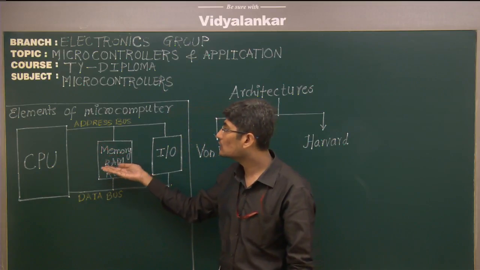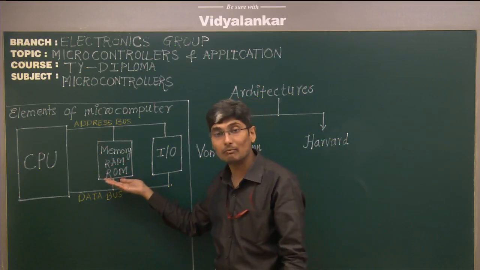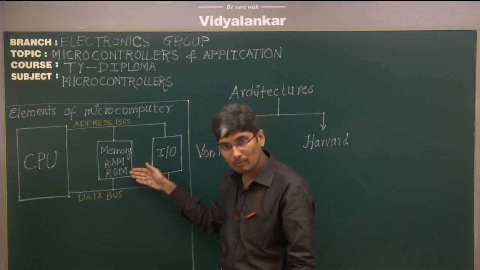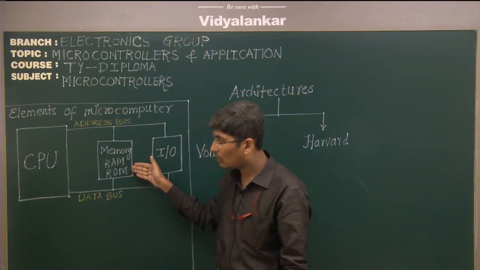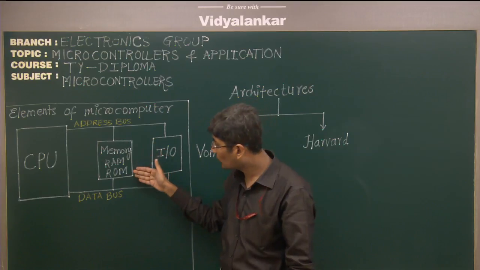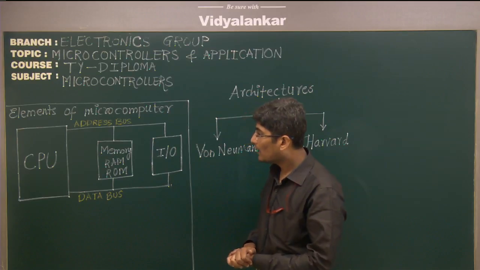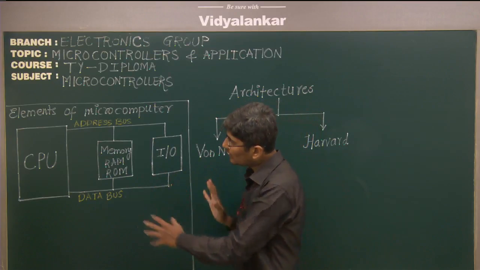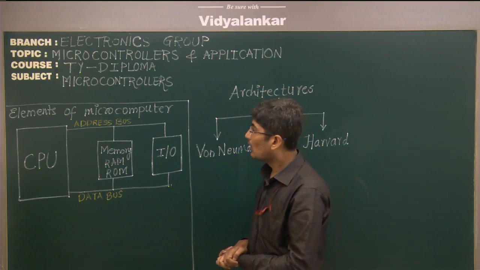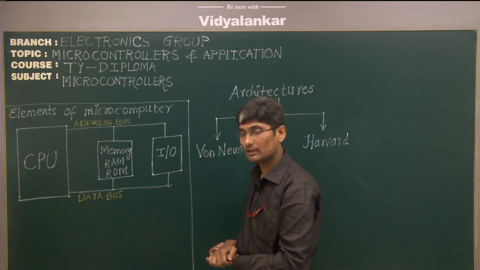Then we have to store our data for future use, or to use it later on, so we have memory, which is further divided into two subparts, a RAM memory and a ROM memory. RAM stands for random access memory and ROM stands for read-only memory. And then we have input-output devices. Basically it looks like a very simple system. But let us analogize this whole stuff with the human body.